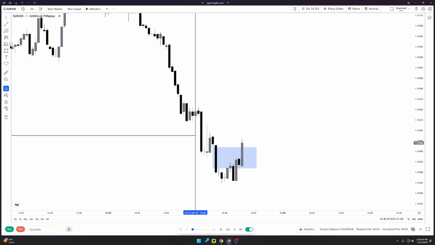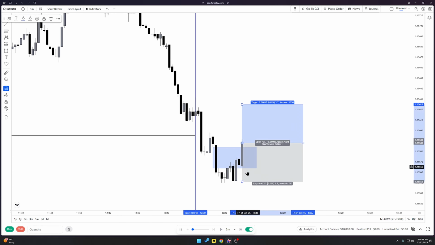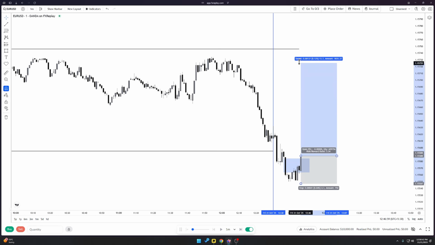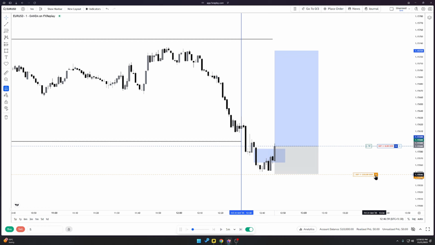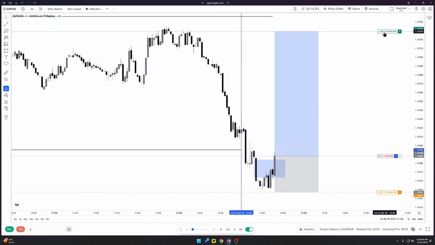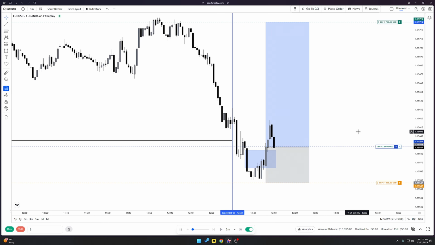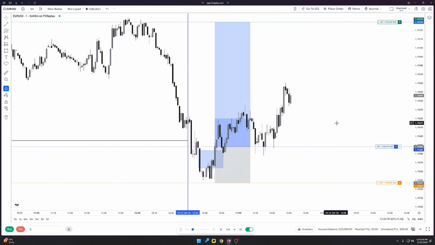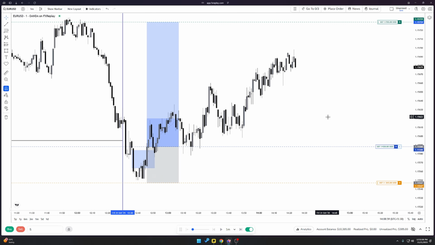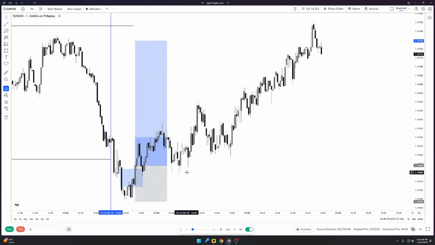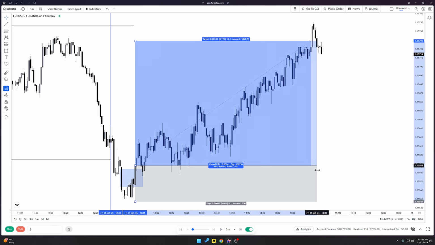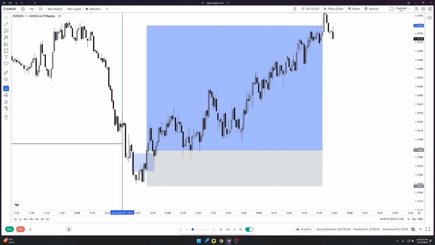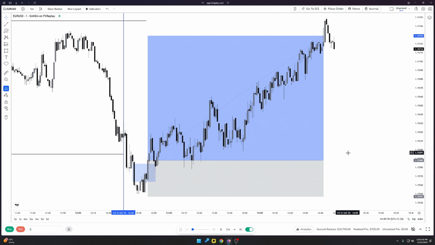Here we have an inverse fair value gap. We will enter long at this gap, place our stop below the low, and target the buy-side liquidity. Now our order has been triggered, and the market has also started displacing to the upside. You can see the market moved straight to our target. Now tell me, don't you think trading becomes much easier when you keep it simple and execute consistently? So let's move to another example.